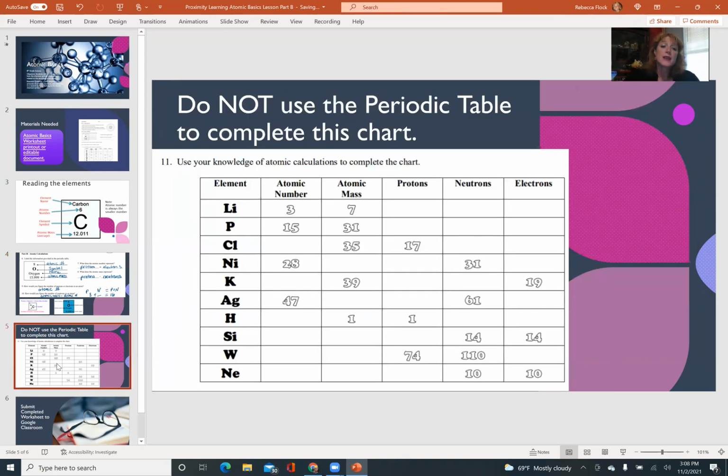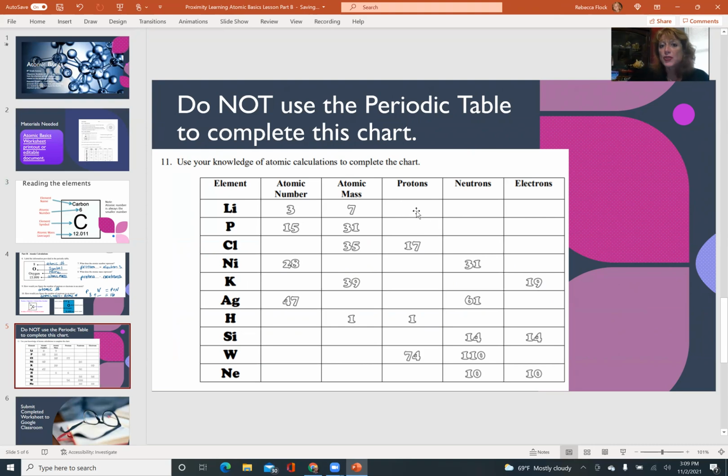So we're going to fill this out. And this is going to be what you're going to hand in for today. I'm just going to go through a couple with you, and then you're going to do it on your own. So lithium. Lithium has an atomic number of 3 and the atomic mass of 7. So they're going to give us everything that we need to know on this chart to figure out the other things, because a lot of them are the same, or we figure it out by subtraction.